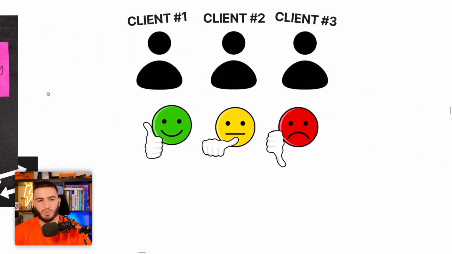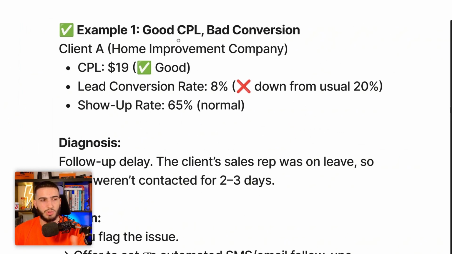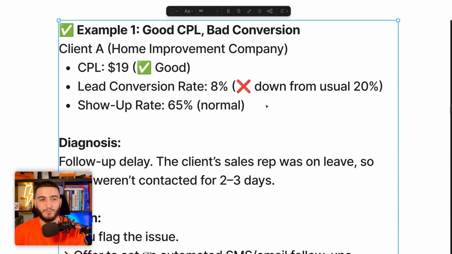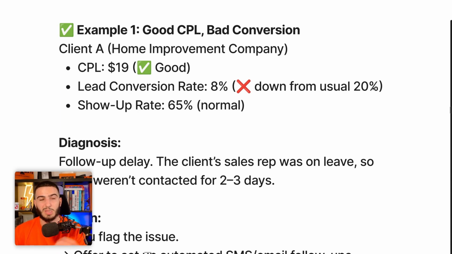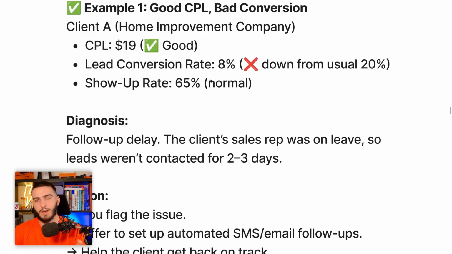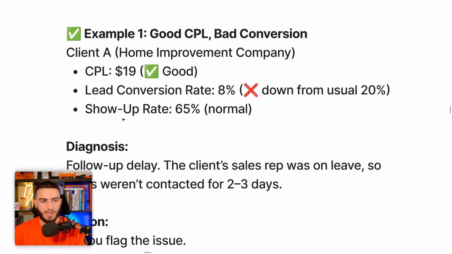So I'll give you two examples to really drive this in, guys. In this example, we're using client A, which is a home improvement company. Once again, doesn't matter. They have a CPL of $19, which let's say your target is 30, that's fine. But one thing you notice when you're comparing these results is that their lead conversion rate is 8%, which is a lot lower than this hypothetical target of 20%. Show up rate is fine. This basically allows you to look at this account and be like, okay, something may not be right. What's going on?